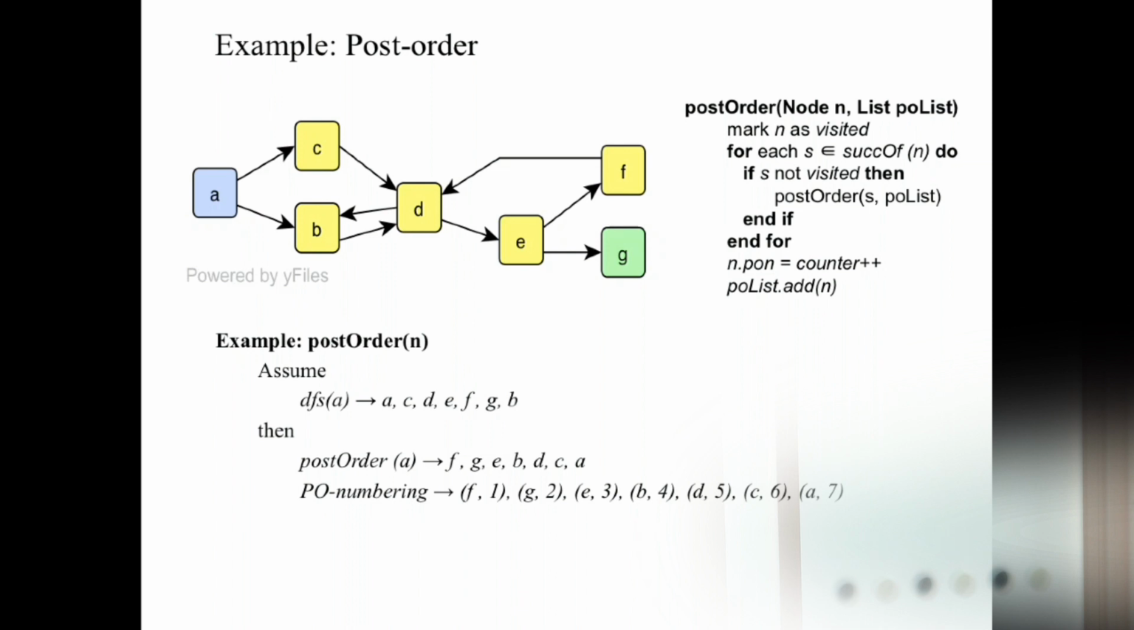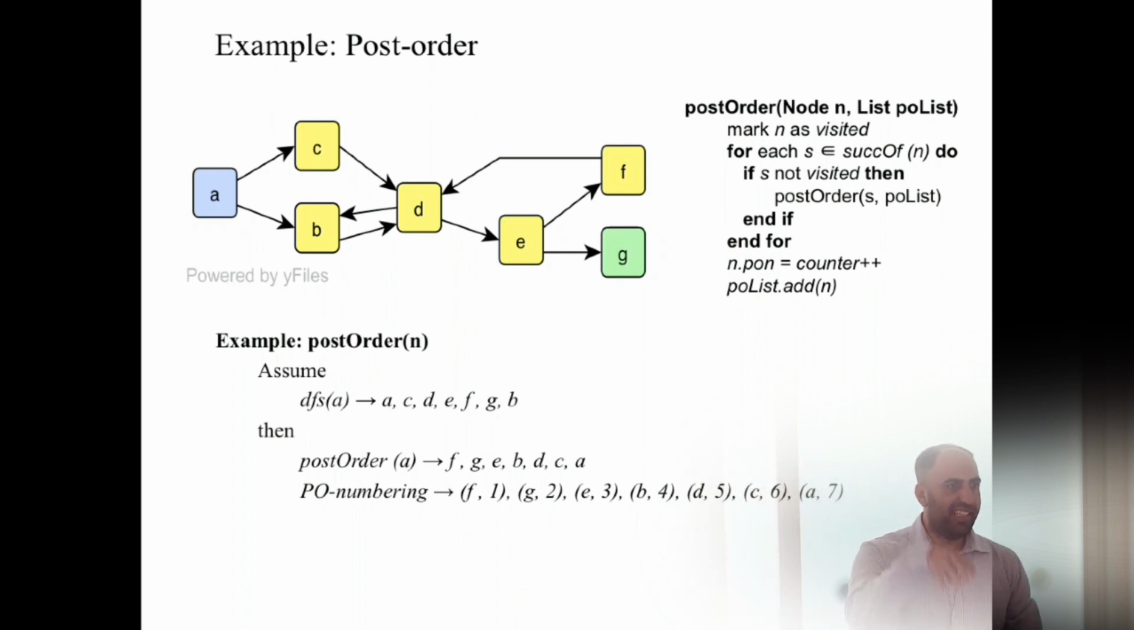Simply starting from A, C, D, E, I visit F first, and then because D was already visited, it doesn't have any more successors. We cannot go any deeper, so we go back. Then we find G, the deepest one, so we visit it, and then we go back to E. E doesn't have any successor. D has a successor, which is B. Before visiting D, we visit its successor B. So B, D, C, all the way opposite.